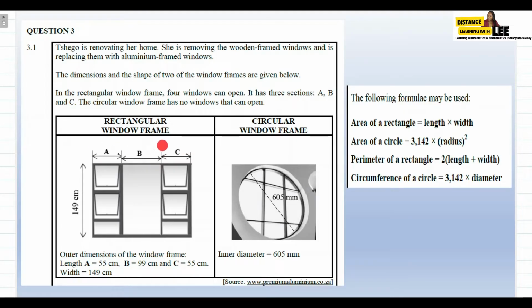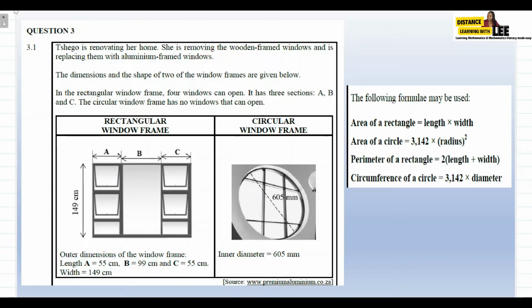If you add all those dimensions together, you'll find that the length of our rectangular window frame is actually 209 centimeters. And then we're also told that the width of our rectangular window frame is 149 centimeters. Then we go to our circular window frame. We are given the inner diameter, because we see that there's an outer diameter and also an inner diameter. The inner diameter is 605 millimeters.